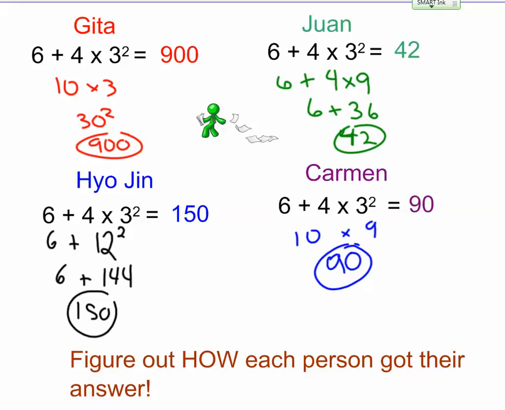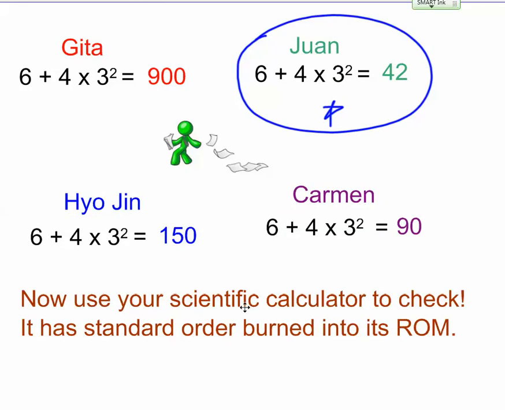And then you use your scientific calculators to check, because your scientific calculators have standard order of operations, the rules for order of operations burned into its ROM. And Juan was the only one who did it correctly, and that means that the smallest value of 42 is the correct value when you evaluate the expression in order of operations.